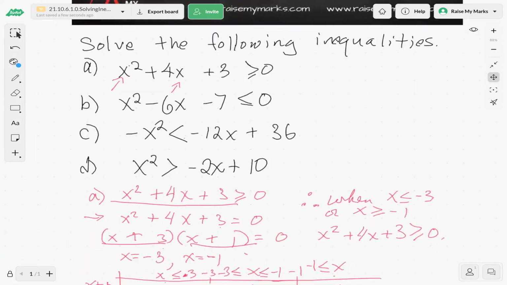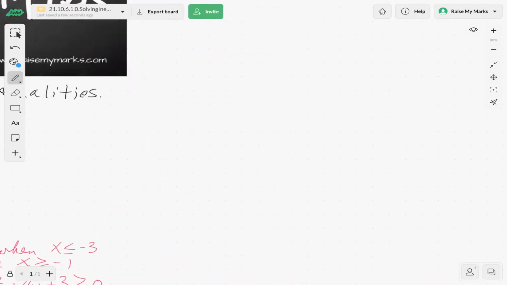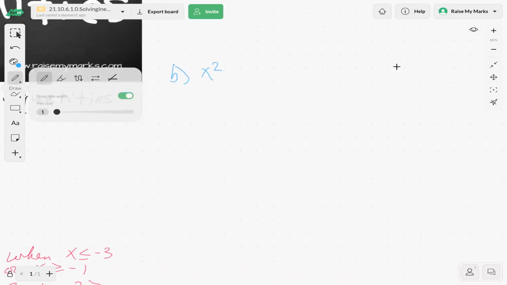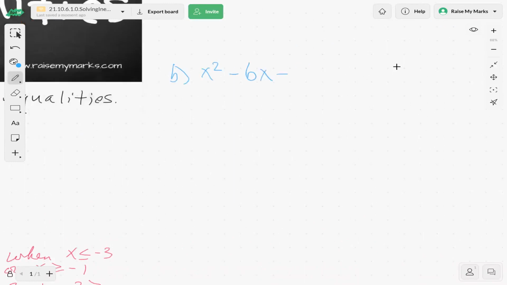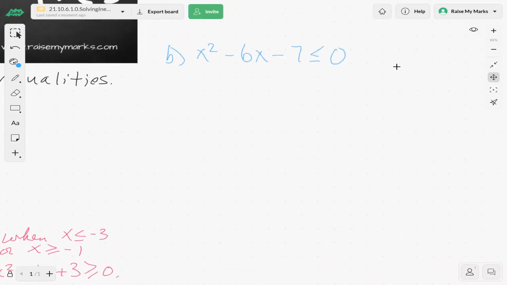Let's try and remember what it is. We have x squared minus 6x minus 7 less than 0? Okay, let's check it again. My memory's not very good, is it? Okay, so we have it: x squared minus 6x minus 7 is less than or equal to 0. We need to find the x values, or the intervals. So let's start by factoring.